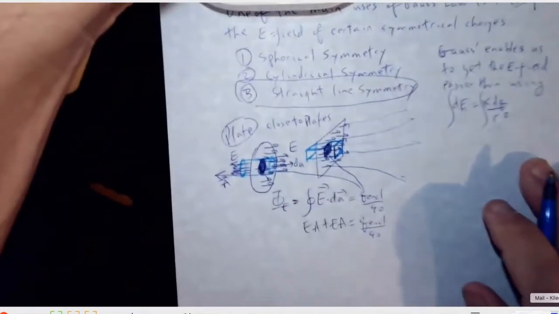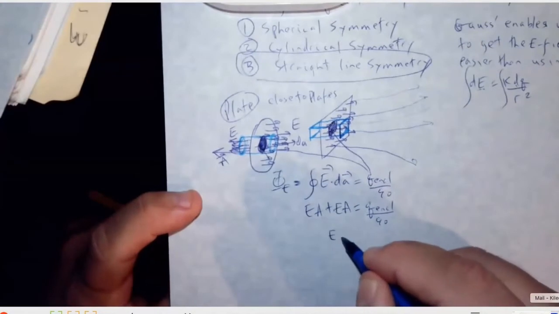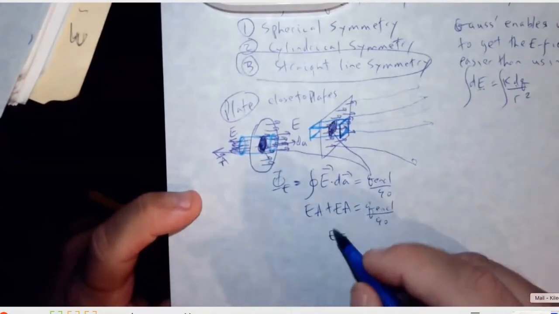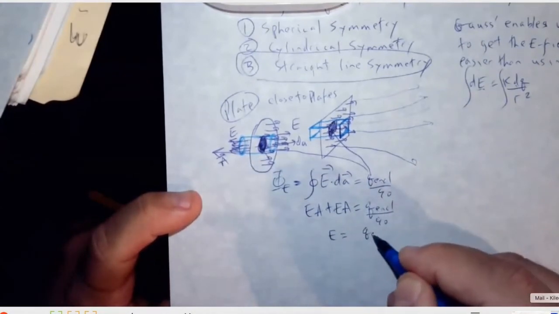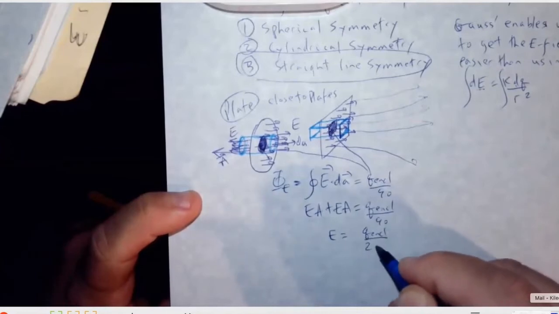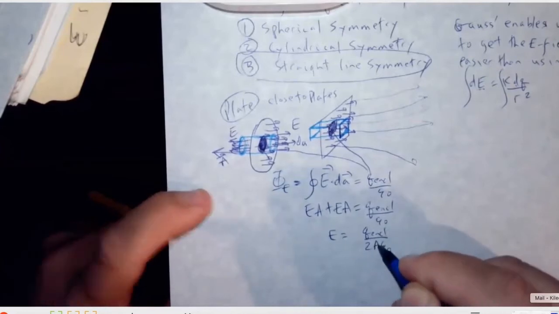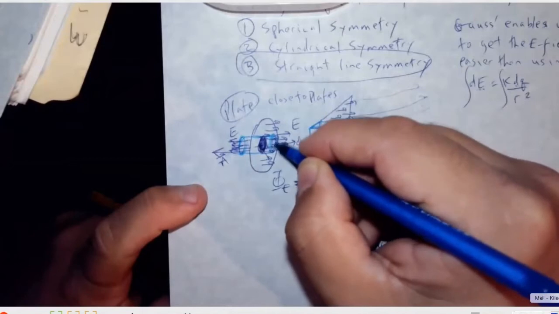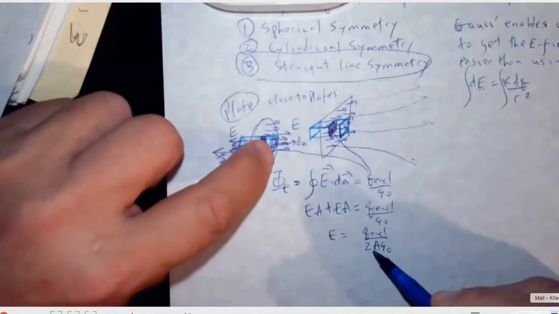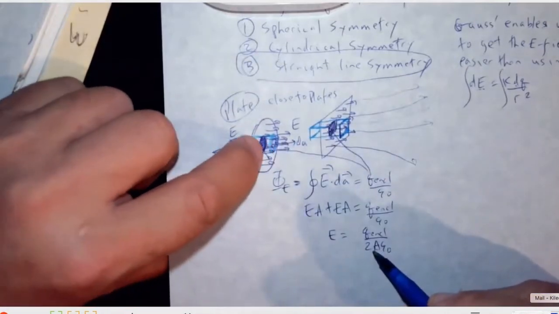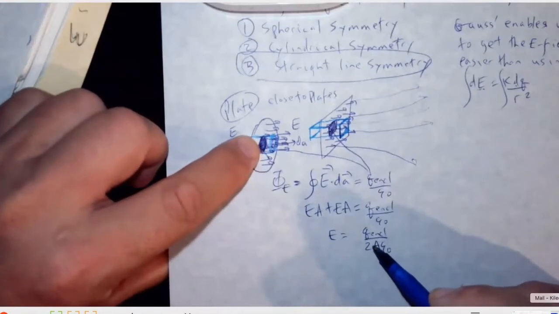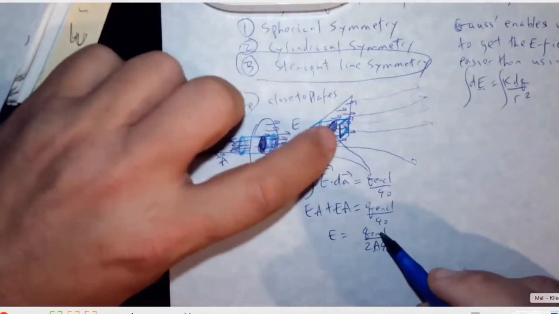Okay, so then we can actually get the electrical field. It's going to be what? 2EA. So then E is going to be Q enclosed over 2A E0. And then that A is this area. In other words, that area is the area encompassed by the charge that's enclosed, right? So same thing in this case.